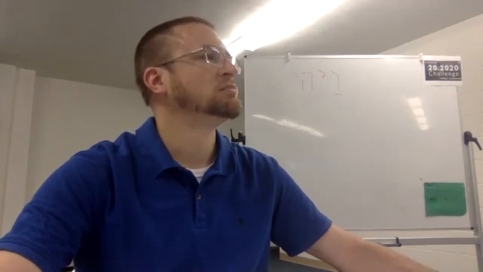And then where would the second line be? After the bet. Yep. And is that a long vowel or a short vowel under the bet? What vowel? Short E. What do we call a short E? Segol. Tsere is a long E, but yes, segol. It is allowed to be an open syllable because it has the accent.